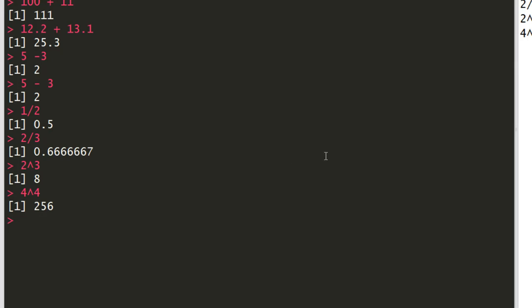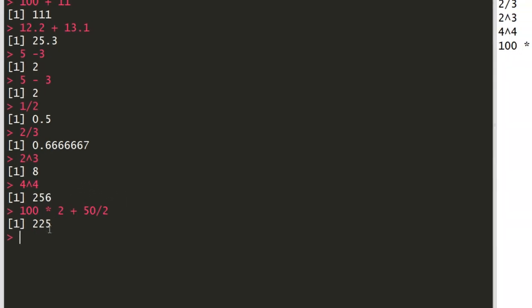One other note is that order of operations is followed in R, as you would expect it to be. So for example, if I said 100 times 2 plus 50 divided by 2, let's put those together, I get 225. So order of operations is followed, meaning I'm going to do 100 times 2 first to get 200, then 50 divided by 2, since division is the next one up, which is 25, and then 200 plus 25 is 225.